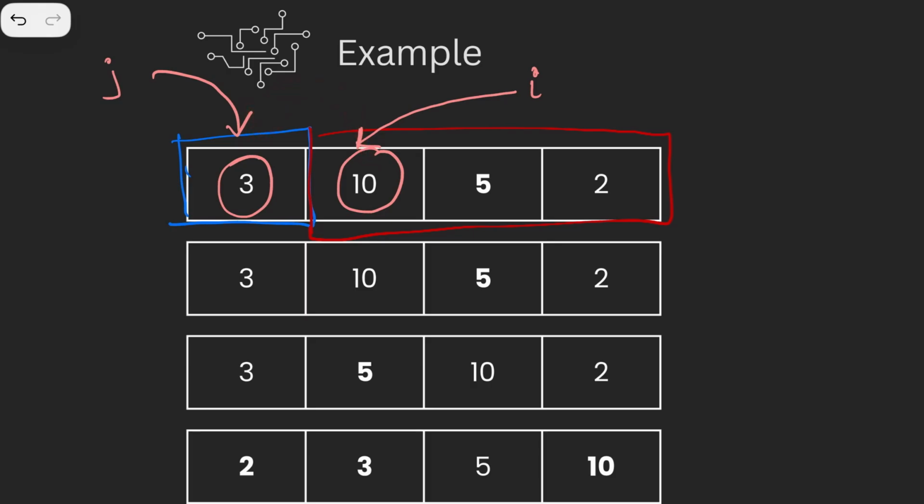So what we do? We check this particular 10 with the jth element. Currently it is 3. We check whether it is greater than 10 or less than 10. If it's greater than 10, we move this jth element forward and decrement the value of j. If the jth element is less than the ith element, which in this case is 3 less than 10, we don't do anything because we know that this position is the correct position for our ith element.